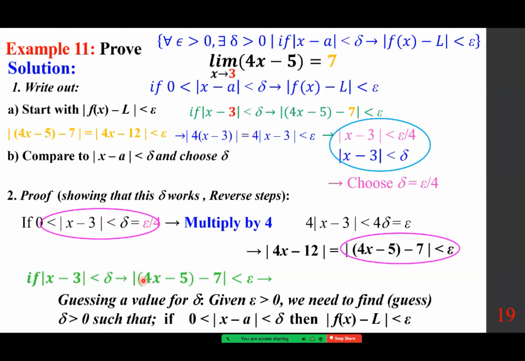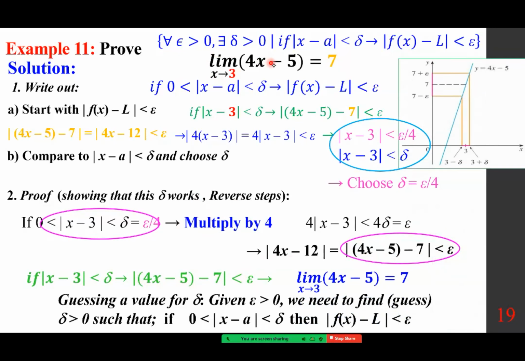We can get to the absolute value of 4x minus 5 minus 7 is less than epsilon. And if you recall, from this limit we got here, that proves the limit works. The limit of 4x minus 5 as x approaches 3 equals 7. If we were to do the graph, x is approaching 3, so to the left and right of 3, we go by delta. The answer is 7, up and down by epsilon. And that's the proof.